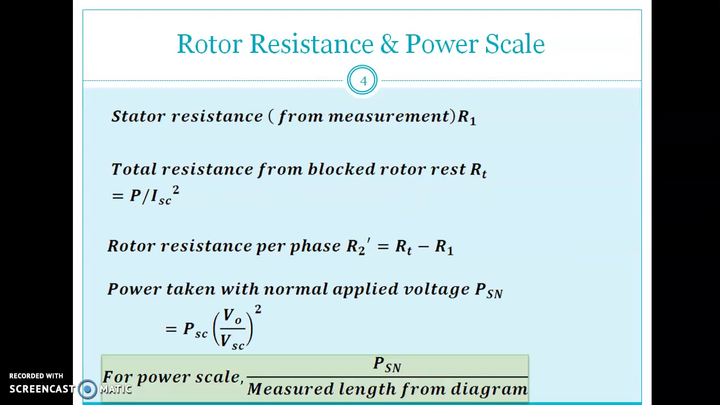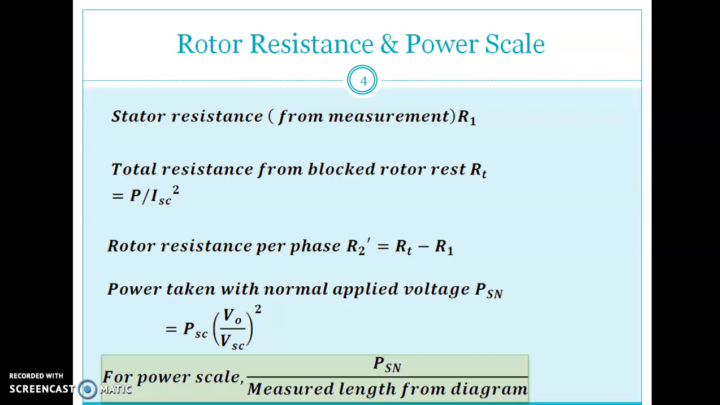From the data which we obtain using the stator resistance test, we will be getting R1, which shows the per phase value of the stator resistance. Also from the block rotor test, we know that PSC is equal to ISC square into RT, where RT stands for the total resistance of three-phase induction motor per phase. So from these values, we can compute R2 dash, which is equal to RT minus R1.